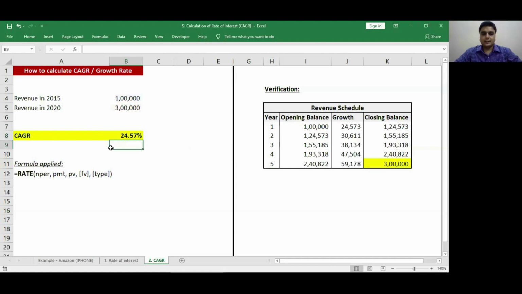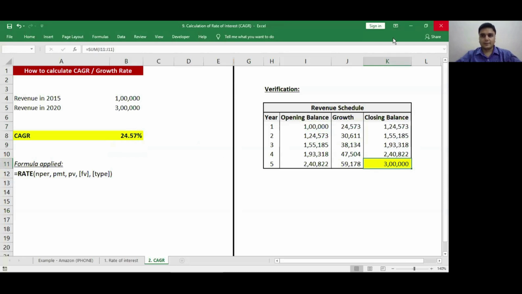So here you can see that the revenue of this company is growing at a percentage of 24.57 on a yearly basis. You can also verify this with the help of this revenue schedule, in which my opening balance is 1 lakh rupees. And after multiplying with the growth rate year on year, I will get 3 lakh rupees at the end of 5 years.